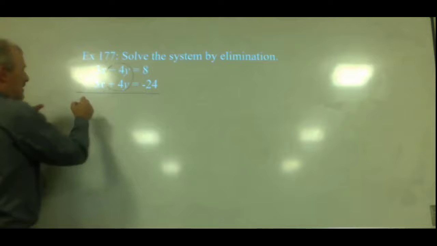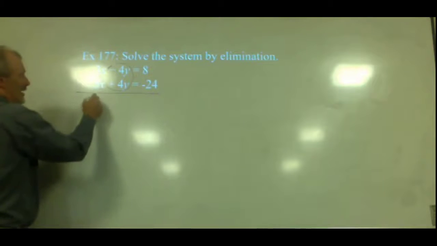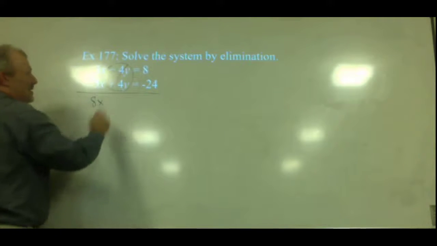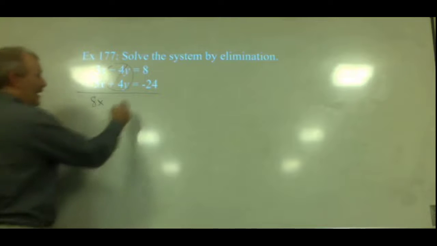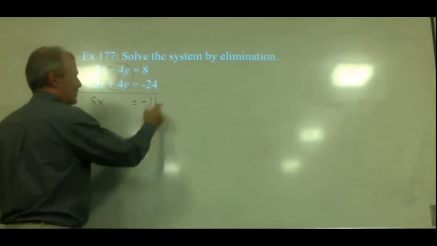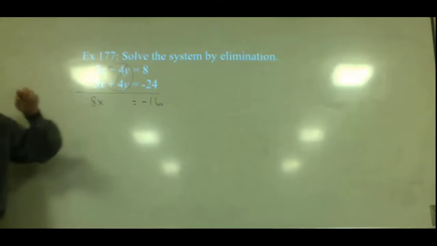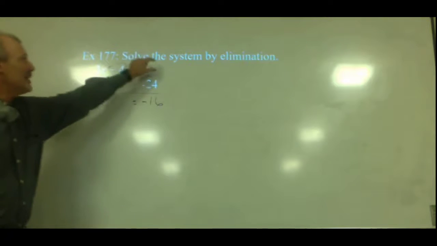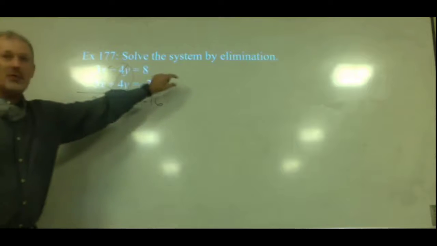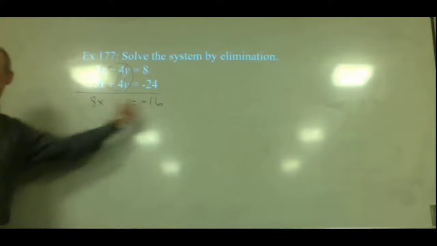So we're going to add these together. We're going to get 8x. This is going to cancel out to be 0. And then this is going to be negative 16. In other words, you see how that's set up kind of like my money example? This was equal to 8. This was equal to negative 24. If I add them together, the results are still equal.